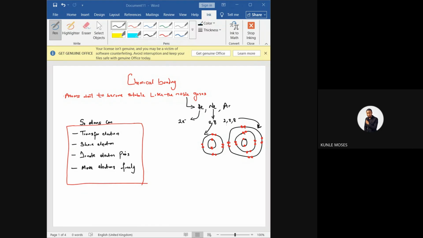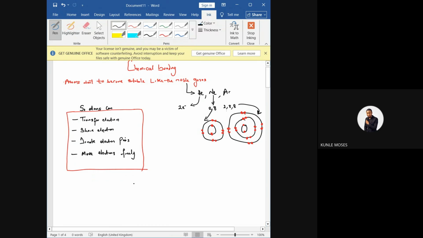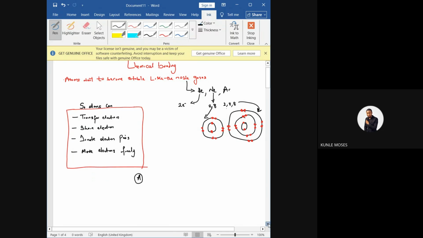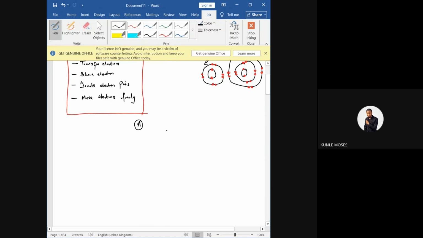So now, let's take it one after the other. Let's start with the ionic bond.